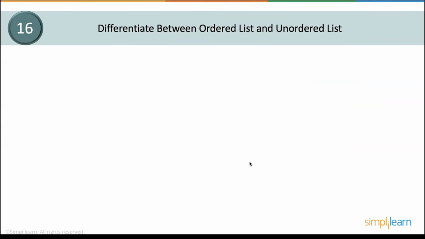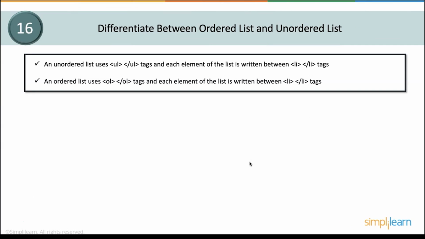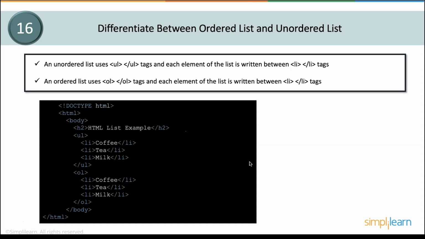Next, the difference between ordered list and unordered list. An ordered list gives you different ways to display the data in Roman format, in numeric digits, or in alphabetical order. But the unordered list is completely unordered. You don't get any options like an ordered list. The ordered list starts with OL and the unordered list starts with UL.